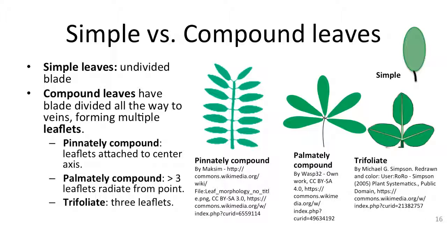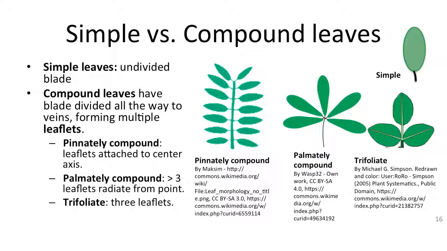The next distinction we can make with regard to leaves is whether they have simple or compound leaves. A simple leaf is one undivided blade, as shown in this picture at the top right of the slide. So there's one petiole, and it goes to a single blade. One way you can tell this is a single leaf, remember, there would be an axillary bud somewhere associated with the base of this petiole.